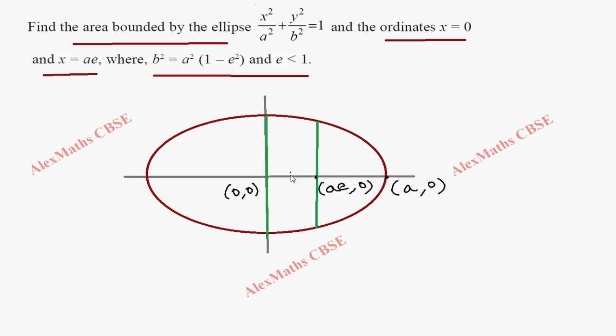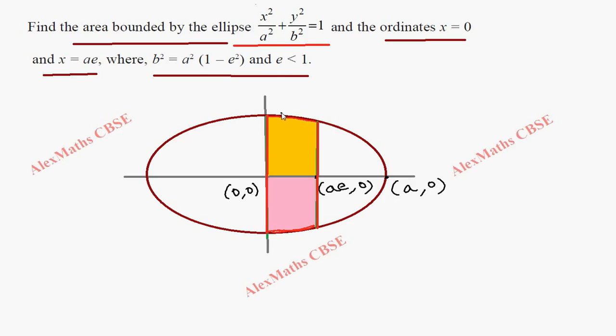So we have to find the area bounded by the ellipse. So let's see the question again. Find the area bounded by the ellipse. So if we see the ellipse in the diagram, this is the region they are mentioning, bounded by the ellipse and the ordinate x is equal to 0. So x is equal to 0 is this line and x is equal to ae. So they want the area of this region. Now we find the area of the region present in the first quadrant and we take twice of that.